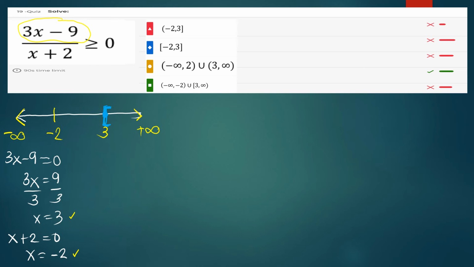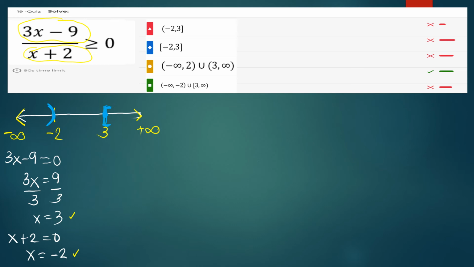So, parehas lang yun, no? Same lang nang ini-indicate. And then, for negative 2 naman, if we will be substituting negative 2 here in our denominator, that will be negative 2 plus 2, that will be 0. So, the denominator cannot be 0. So, if that's the case, we cannot have negative 2 as part of our solution. So, in that case, we will be having a parenthesis. Or in other examples, ang ginagamit natin dito ay open circle.